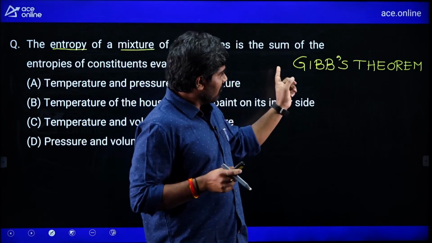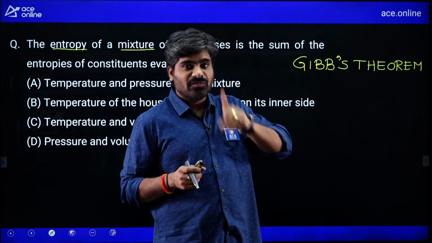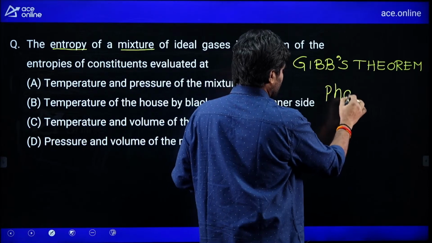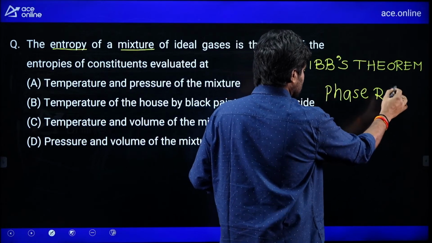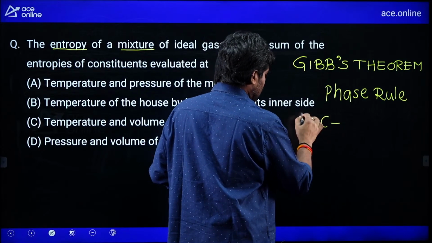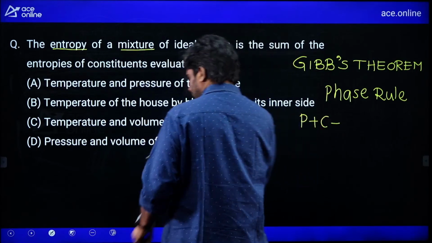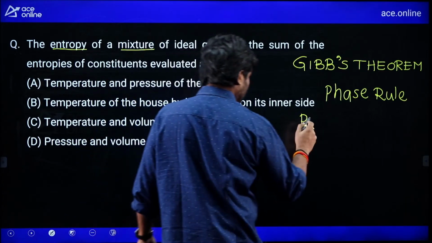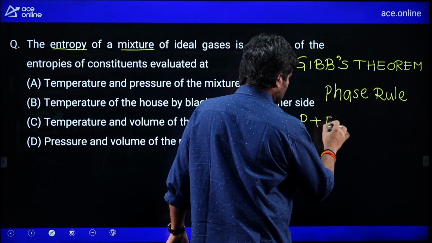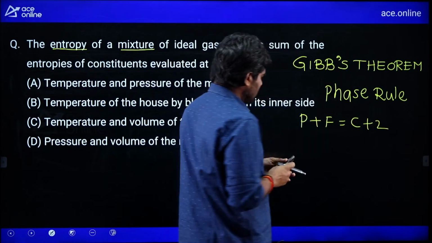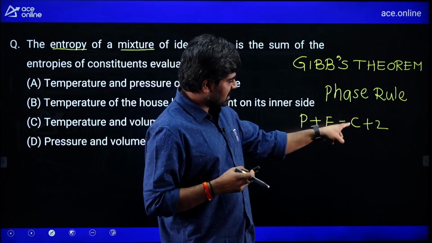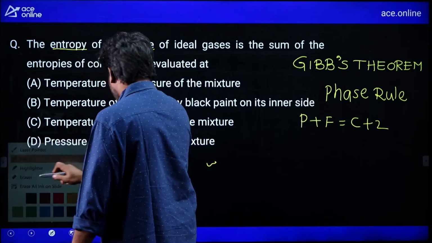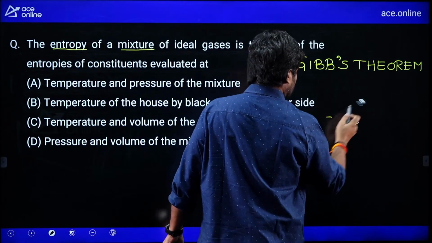I repeat, this is from Gibbs theorem, don't confuse it with Gibbs phase rule. Gibbs phase rule is something different. Gibbs phase rule says P plus F is equal to C plus 2, where P is the number of phases, F is degrees of freedom, C is the number of components. This is Gibbs phase rule. This is not Gibbs phase rule, this is related to Gibbs theorem.